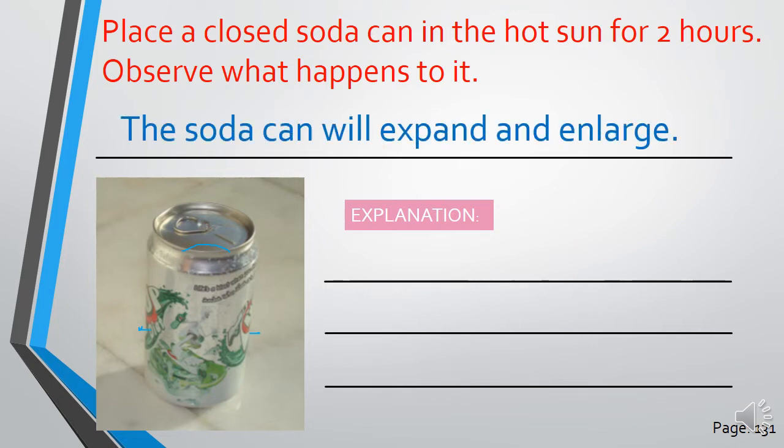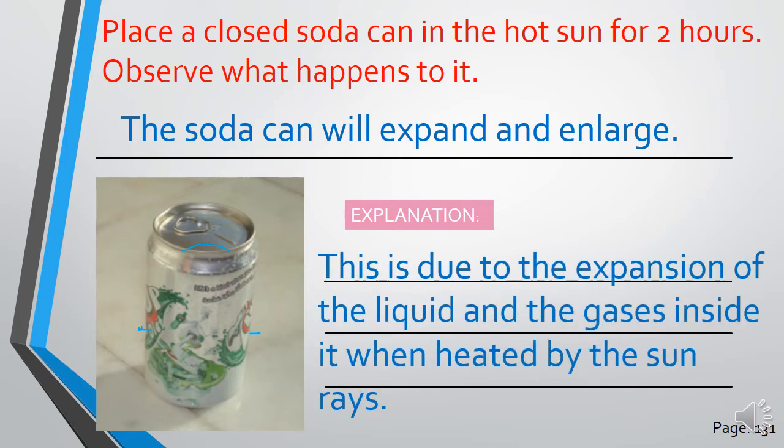Can you explain why? You have to write the explanation here. That's because we have liquid and we have gas. What happens to the liquid when it's heated? It expands. It takes more space. So, to take more space, the soda can will become enlarged. So, what should I write? This is due to the expansion of the liquid and the gases inside it when heated by the sun rays.